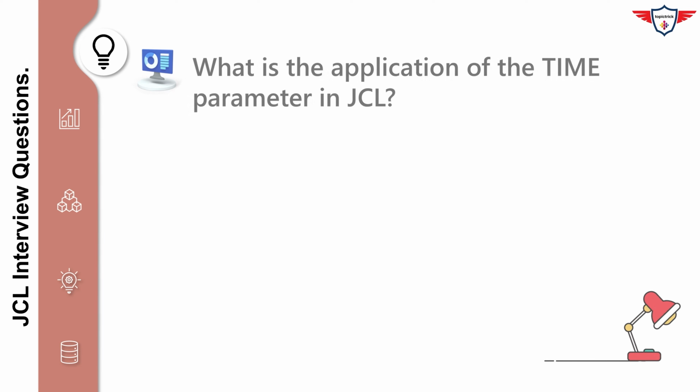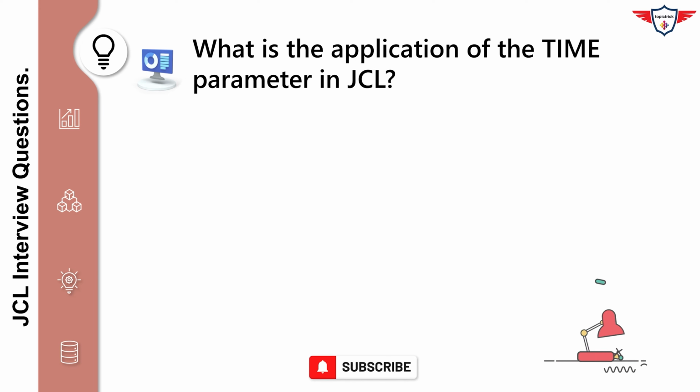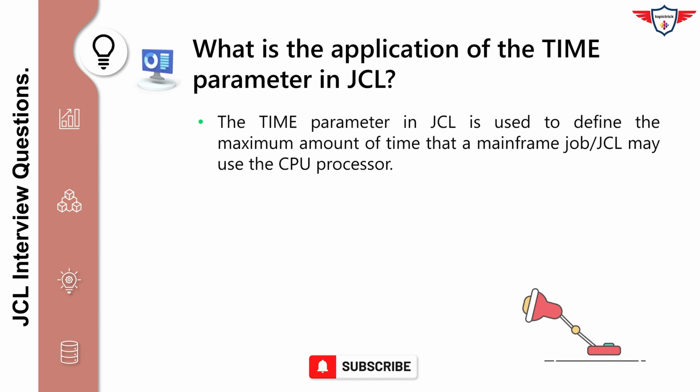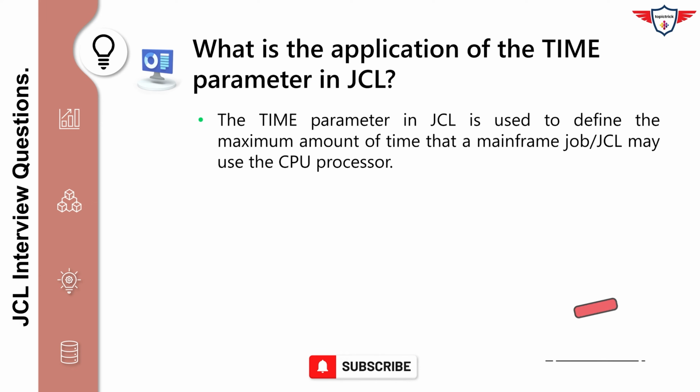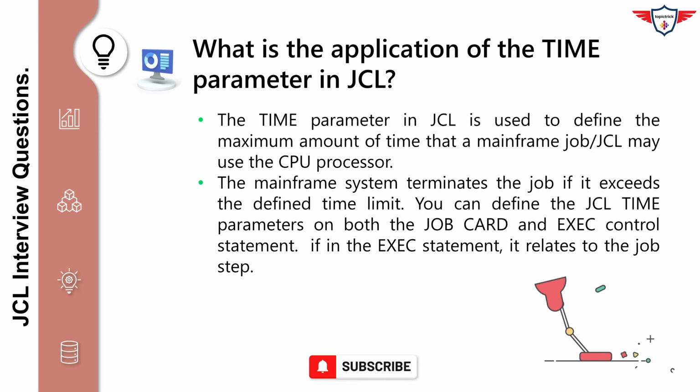What is the application of the TIME parameter in JCL? The TIME parameter in JCL is used to define the maximum amount of time that a mainframe job may use the CPU processor. The mainframe system terminates the job if it exceeds the defined time limit. You can specify the TIME parameter on both the JOB and EXEC statements.